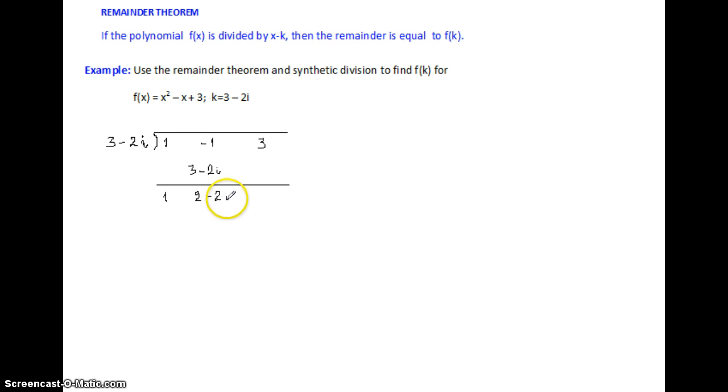Now we have to multiply k by this number. We'll do the work on the side. The easiest way to do the work is to think that i is a variable and to follow the two binomials. So I get the product of the first two terms, 3 times 2, 6. Outer terms, minus 6i. Inner terms, minus 4i. Last terms, negative 2i times negative 2i will be 4i squared.